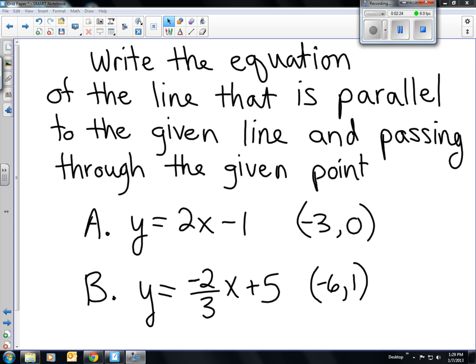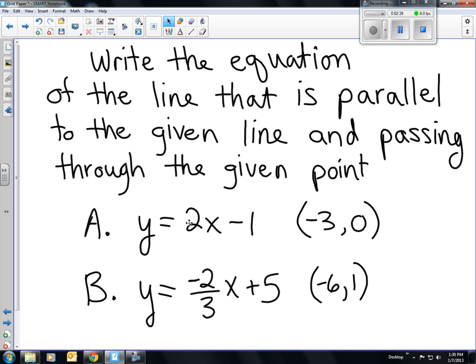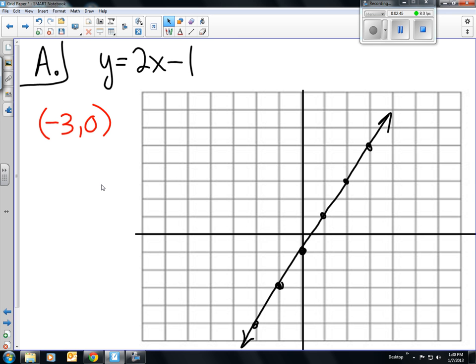Here the directions for these next two equations are: write the equation of the line that is parallel to the given line and passing through the given point. The original line is y equals 2x minus 1, and the new line that's going to be parallel to it is going to pass through the point negative 3, 0. Let's look at what that would look like on the graph.